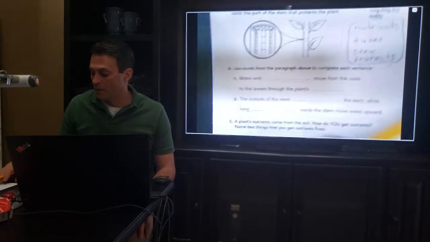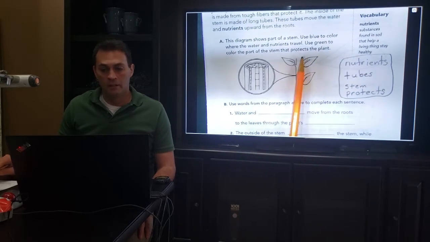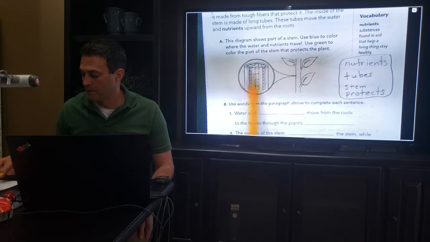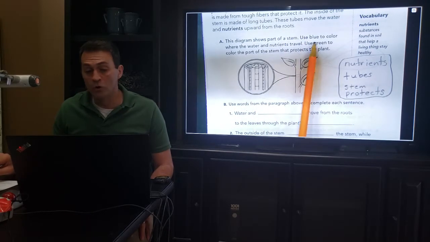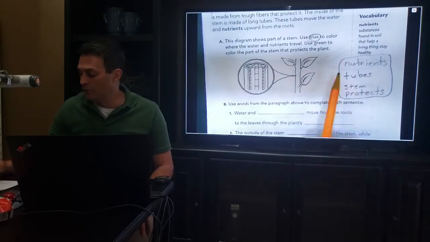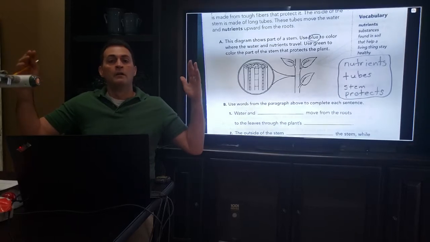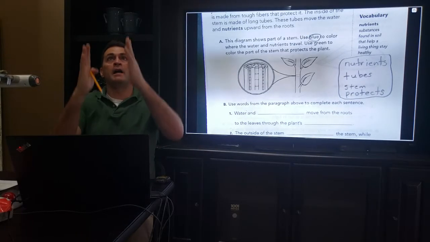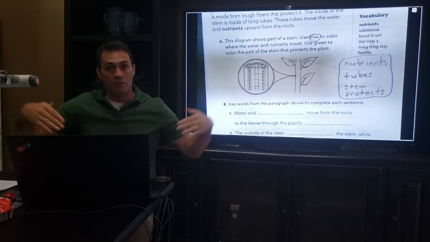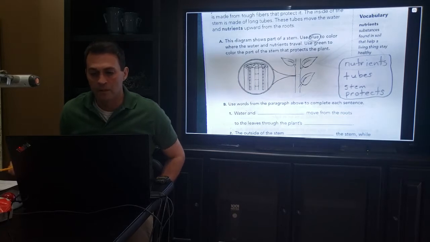All right. So for part A, you're going to use this diagram here. And I'll read the directions. This diagram shows a part of a stem. Use blue. Remember, you can always write on these papers. Use blue to color where the water and nutrients travel. So it's a part of the plant where nutrients would travel. Now remember, the roots suck up nutrients and everything from the soil. So where does it have to travel through to get to the leaves, right?